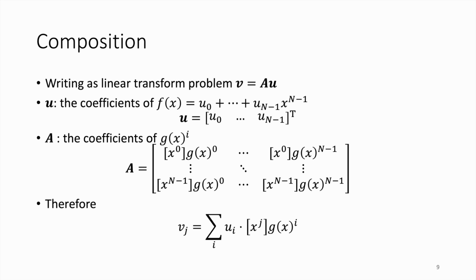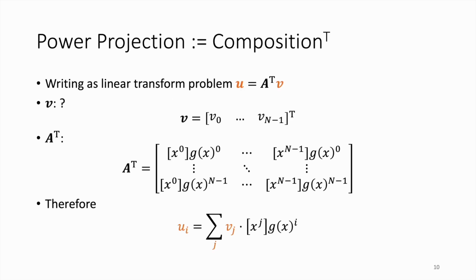Then this linear problem can be written as follows. Okay, so let's look at the transpose problem of this linear transform. Note that we can just swap the positions of the u_i and v_j and change the summation subscript from i to j. So this is the transpose problem. This problem is called power projection because for each u_i, you're computing the linear combination of the coefficients of g(x) to the ith power with a certain vector.